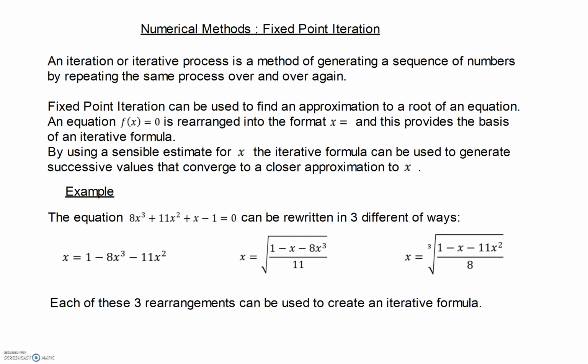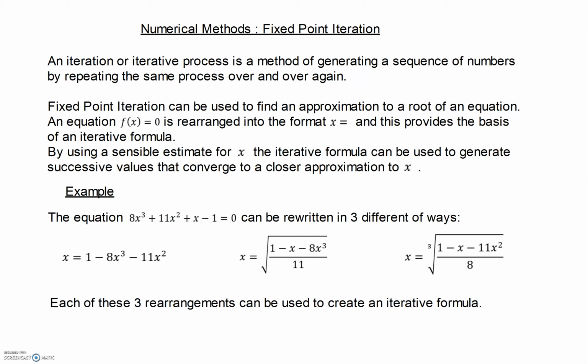An equation f of x equals 0 is rearranged into the format x equals, and this provides the basis of an iterative formula. By using a sensible estimate for x, the iterative formula can be used to generate successive values that converge to a closer approximation to x. So we're going to look at an example.